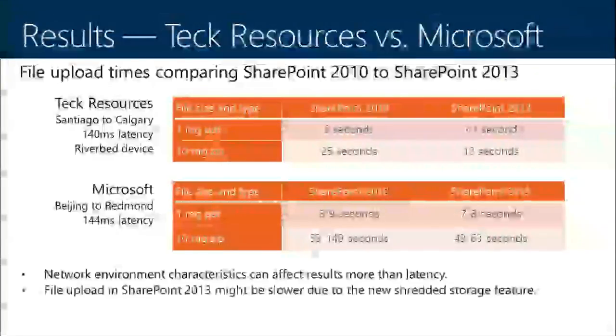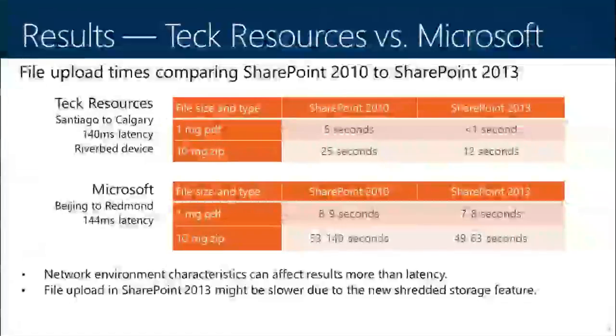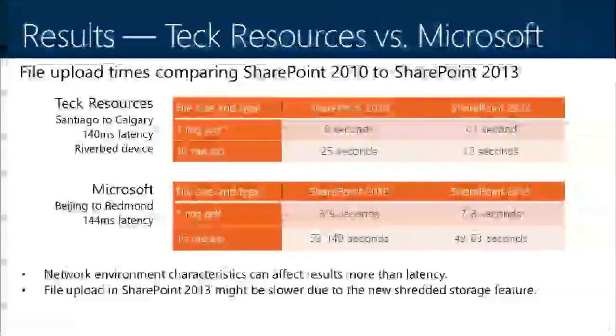Some feedback that we got from our performance team is that they would not be surprised if, when you're uploading a file and you're comparing 2010 to 2013, it's a little bit slower in 2013, and this is because of the new shredded storage feature. It's a little bit of a tax when a file goes into the database. But as you can see from these results, it looks like the performance in the WAN experience is offsetting that performance hit there.